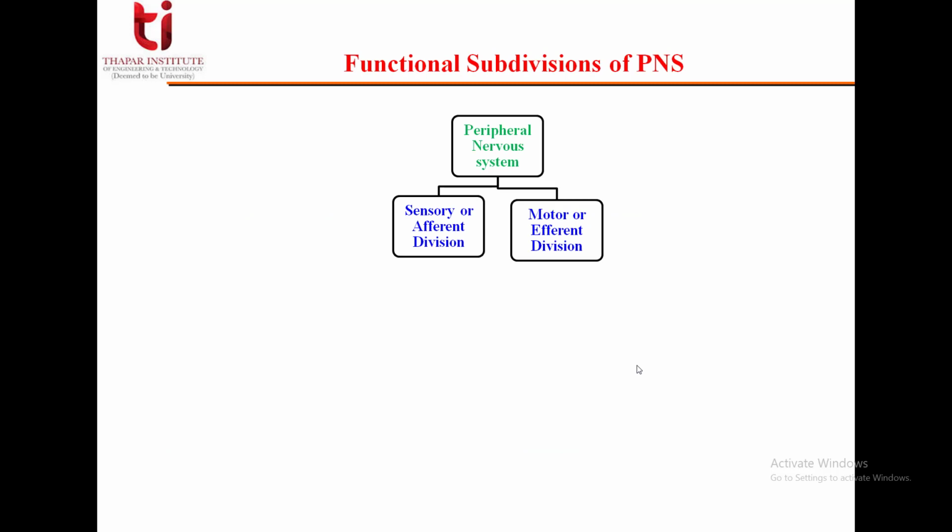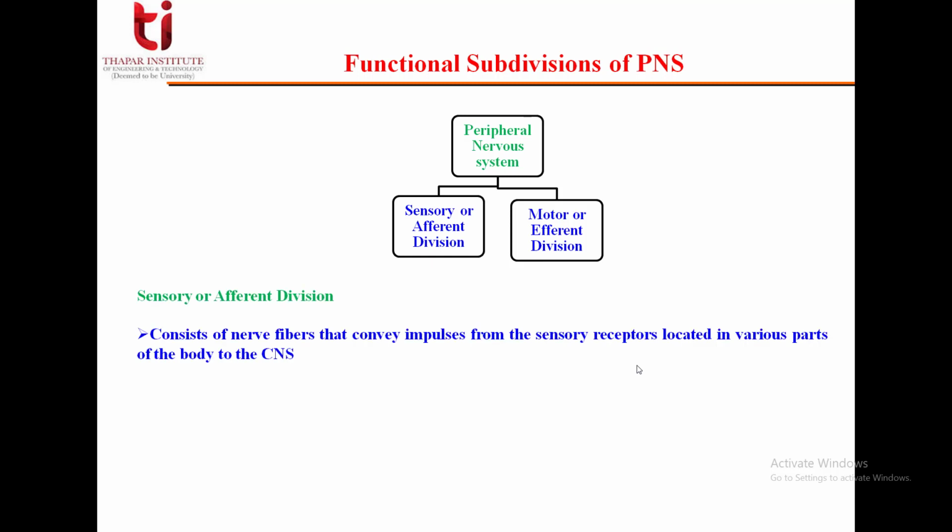Now, on the basis of function, we can further subdivide peripheral nervous system into the sensory or afferent division and motor or efferent division, on the basis of whether it brings information to the central nervous system or it takes information out from the central nervous system. So it can be sensory or afferent division and motor or efferent division.